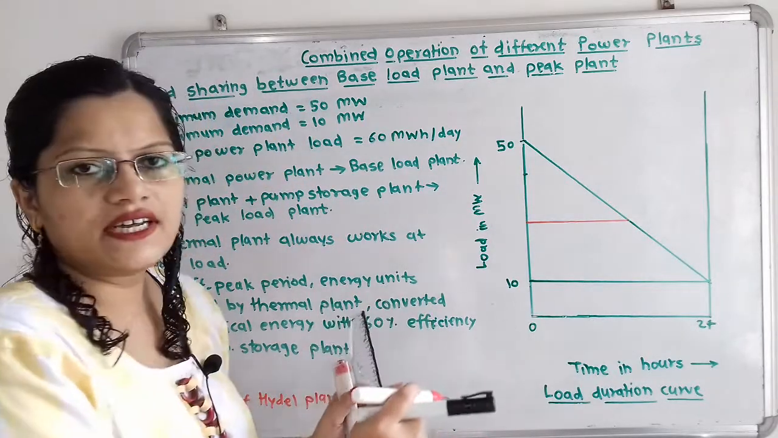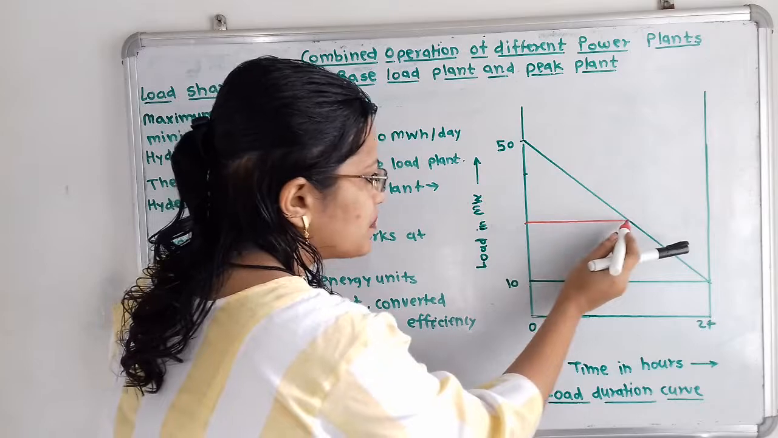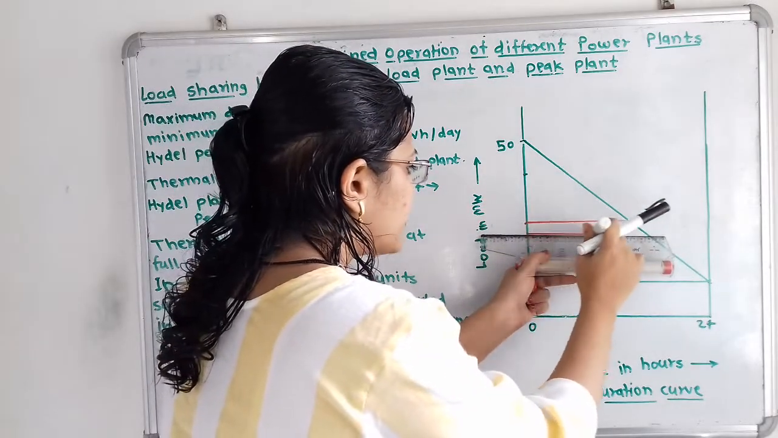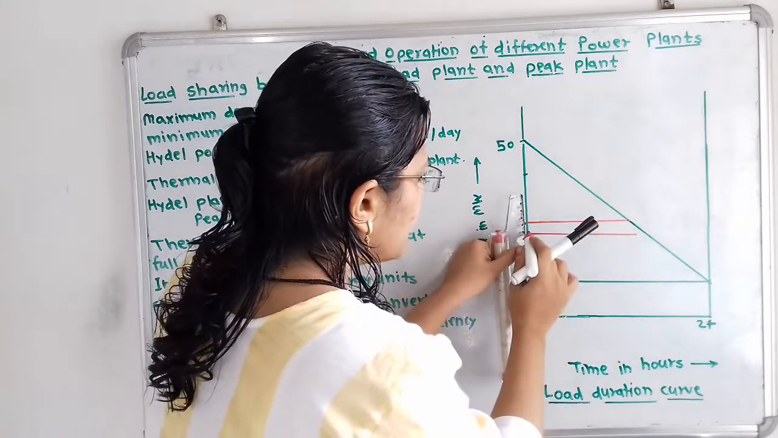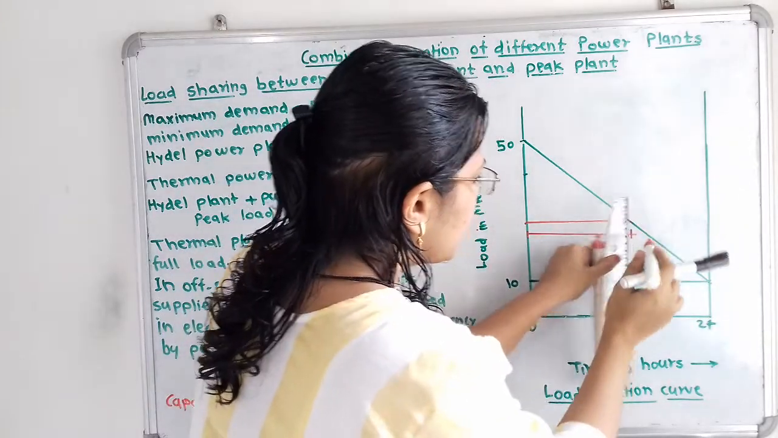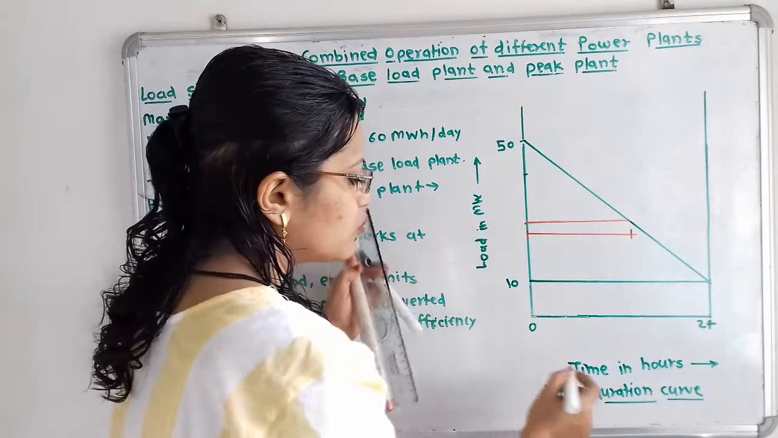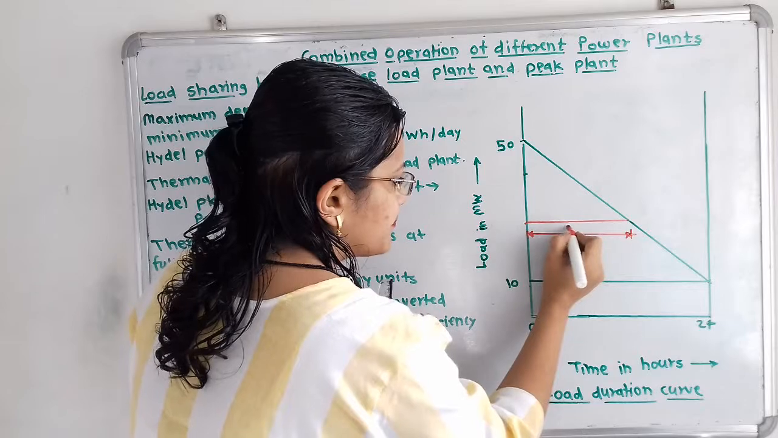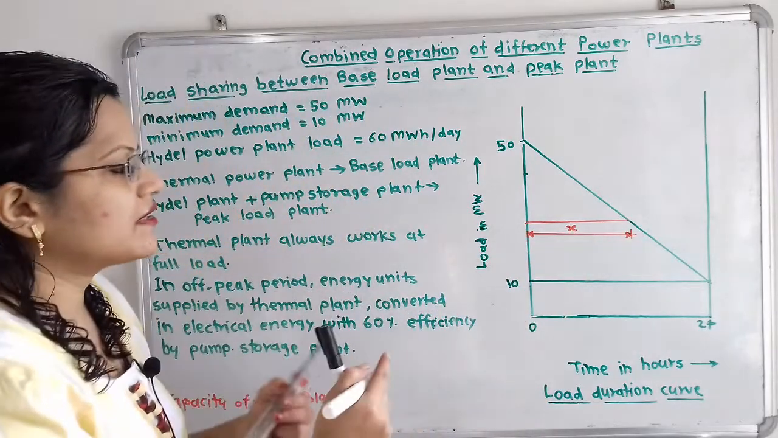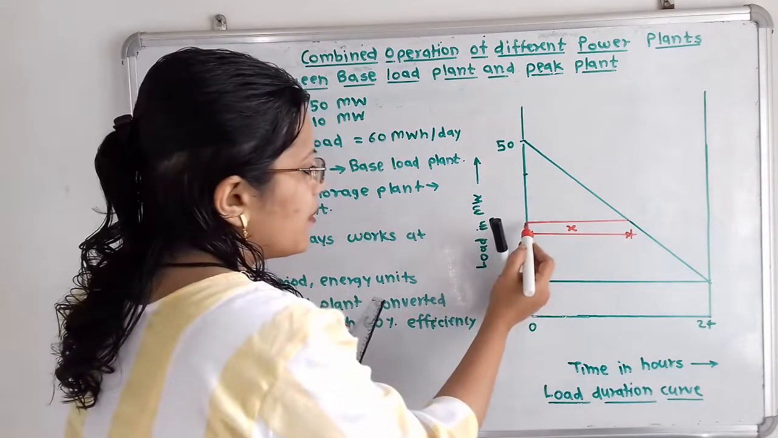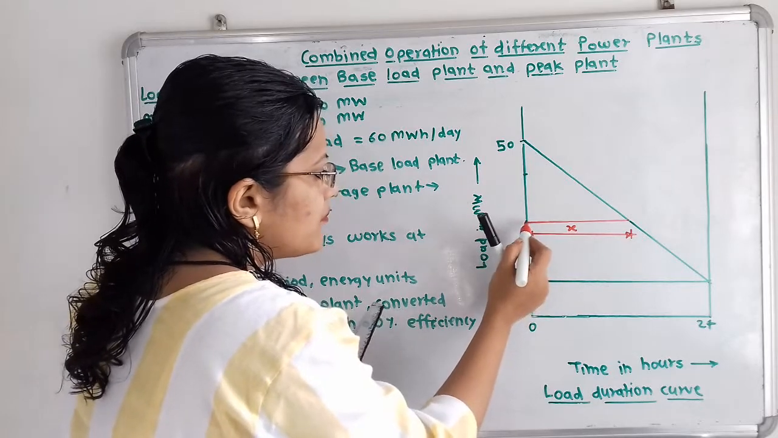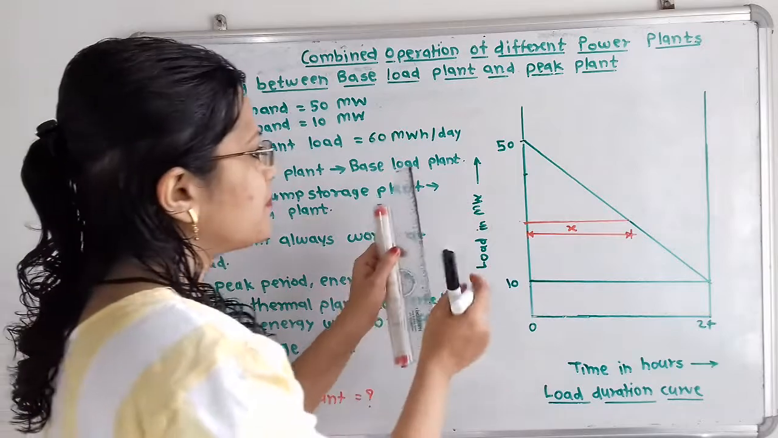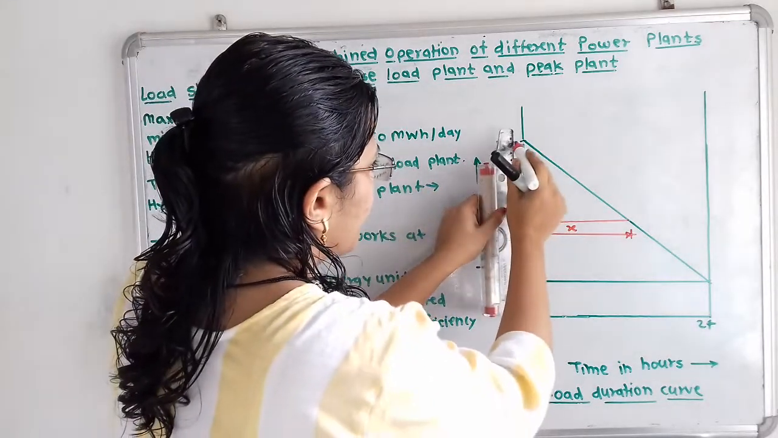Now we will consider the length of this horizontal line to be x. What is the unit of x? The unit of x will be number of hours, because this line is parallel to the time axis in hours. So here is x. Now we will consider the load above this horizontal line, for which we will use one particular notation, that is y.